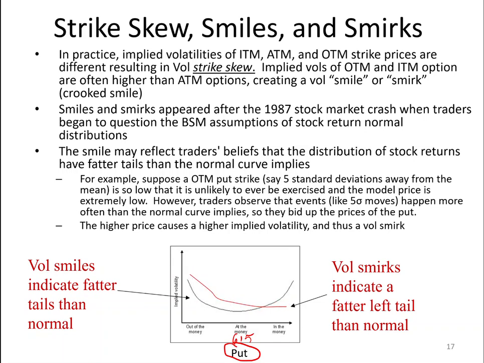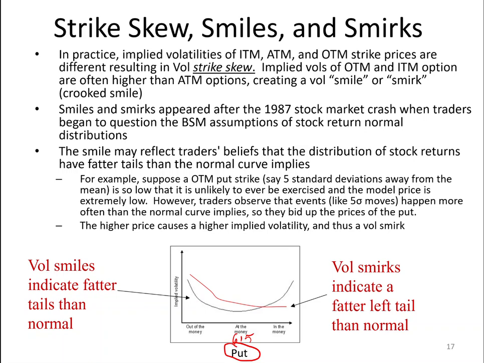So why does this happen? I'll give you a clue. Smiles and smirks really started to appear after the 1987 stock market crash. On that day, the stock market fell about 19 standard deviations, which should happen only about once in every many billions of years. However, drops like that have happened before too. Earlier in the century, it happened during the Great Depression. There were moves like that.